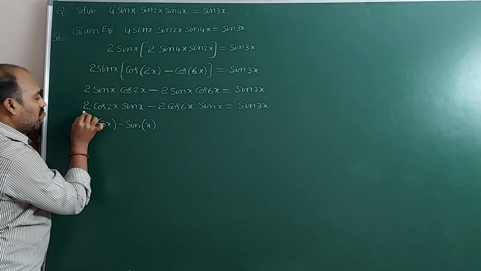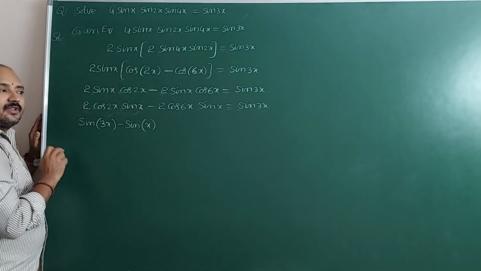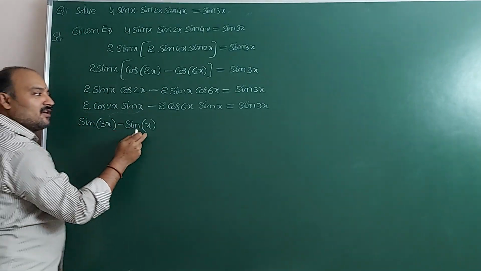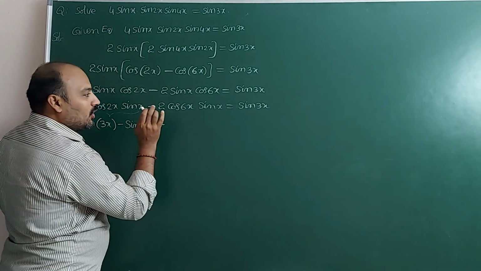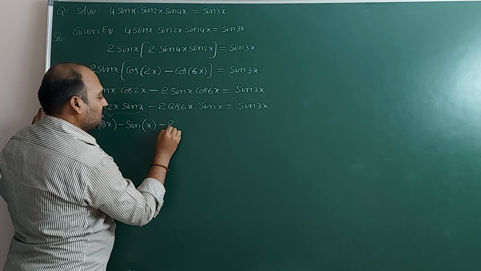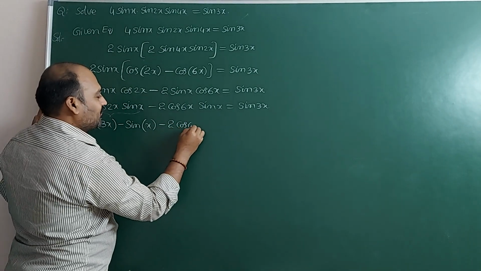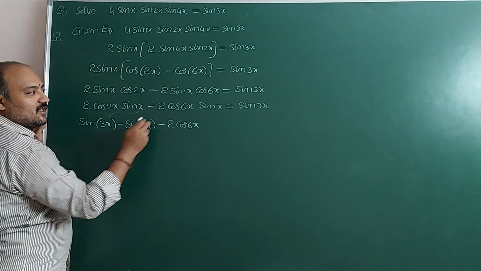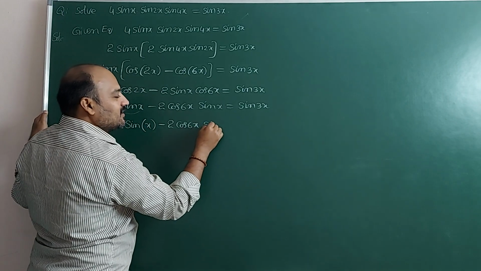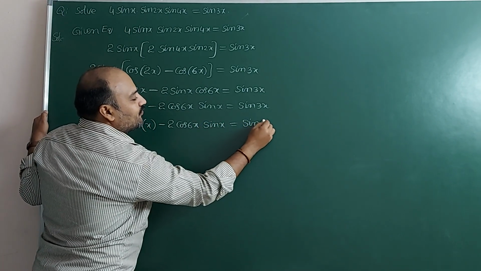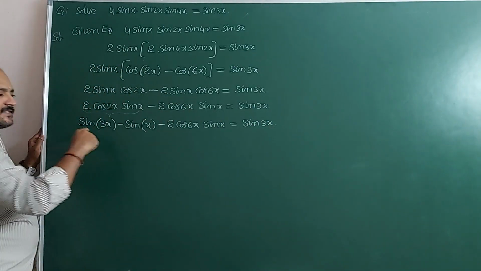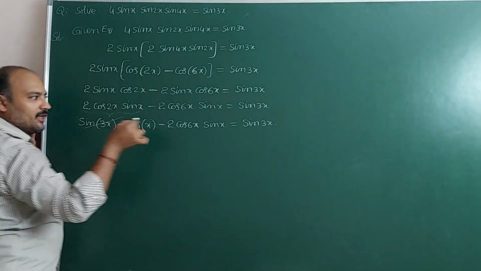So these values will be over: sin(A + B) minus sin(A − B). Minus, you keep it like this only. This is 2 cos 6x. Why? Because here sin x is there, and even here also sin x is there. That is the reason I am keeping it here. Sin 3x: on both sides, the sin 3x term is going to cancel.